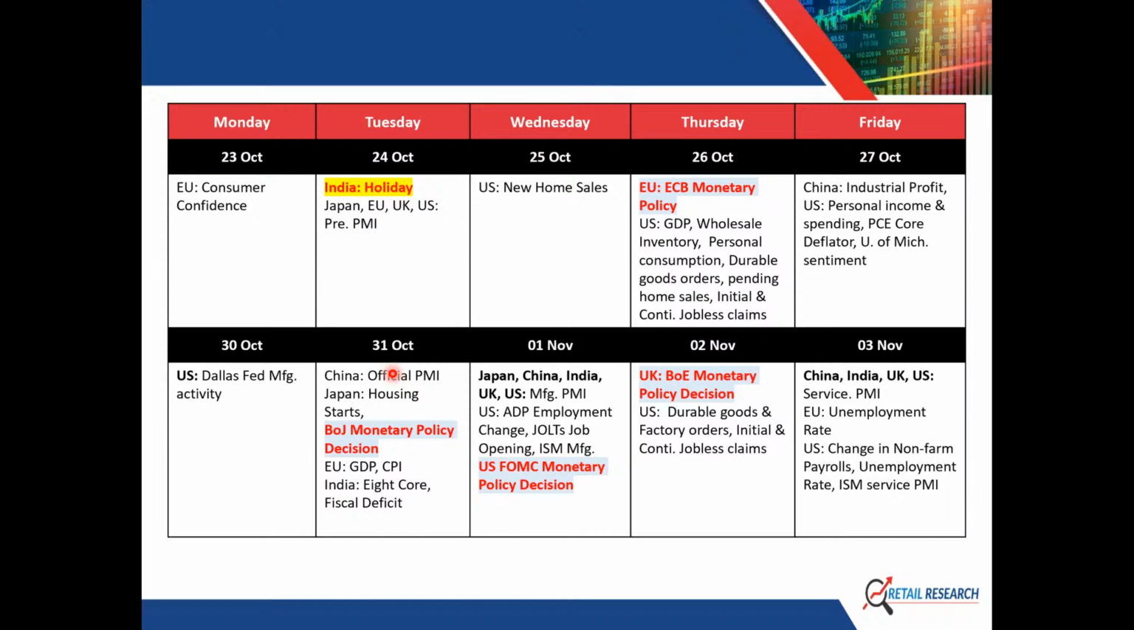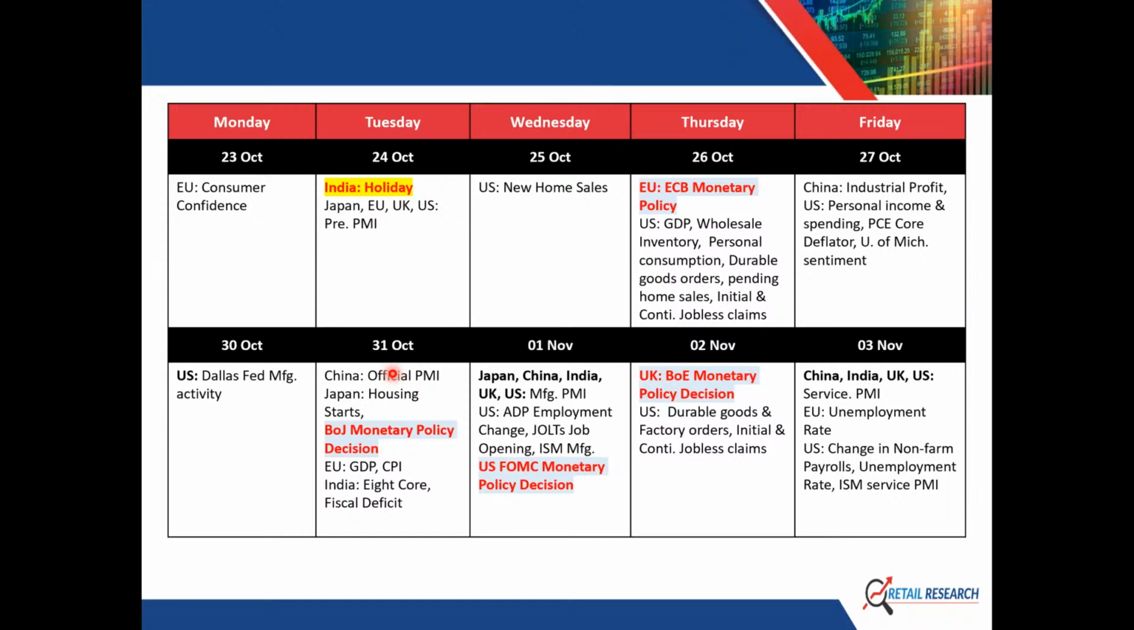We are going to see a decision from the EU on 26th of October. On 31st of October, Bank of Japan will announce its monetary policy. On 1st of November, the US FOMC, the American Federal Open Market Committee, will announce its interest rates. And again on 2nd of November, Bank of England is going to announce its interest rate decision. We don't expect them to increase the interest rate any further, but the language will change.